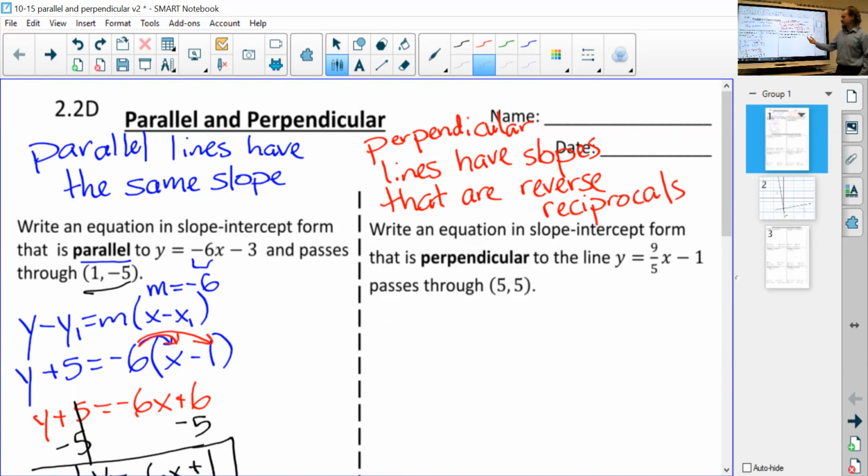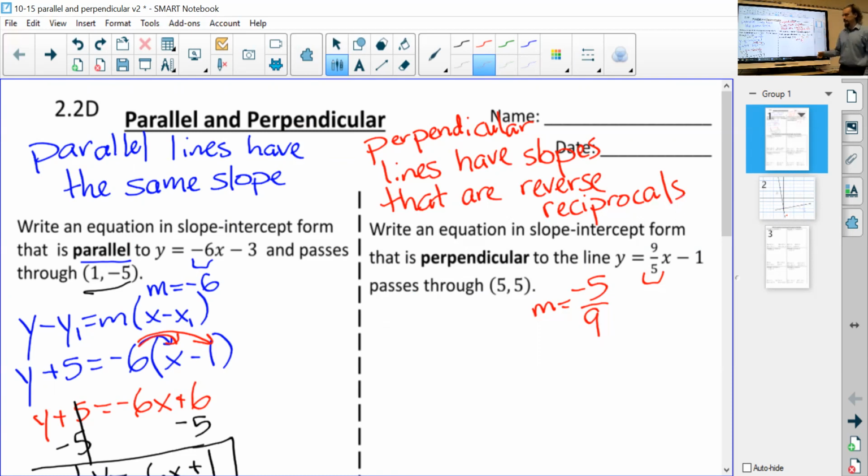So all that means, we're going to do the same ideas we did with parallel lines, only we can't just take the slope as given to us. So we have to flip it over, and we need the opposite sign. So 9/5 is going to become negative 5 over 9. That's the only part that's really new here. If it's perpendicular, you take whatever slope it gives you, flip it over, change the sign. Negatives become positive, positives become negatives.